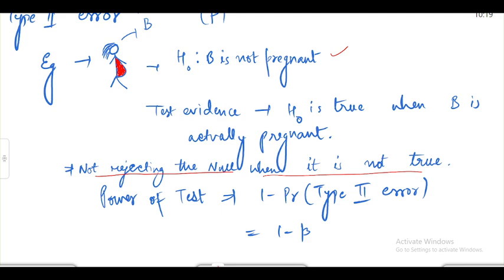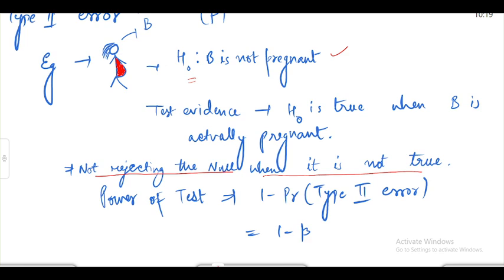This null is not true here. This H naught is not true because we know for a fact that B is pregnant. So we have to reject this null hypothesis. But with the sample results or the test results, we conclude that the null is true. So we are not rejecting the null when it is actually not true. So that is your type 2 error.